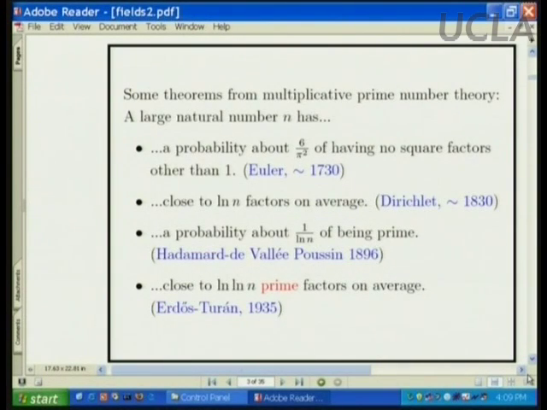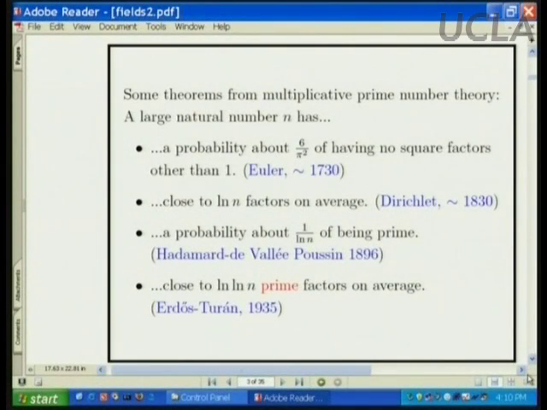So if you know that a number is of size 1 million, you know that it has roughly log 1 million, so 10 or 12 factors on the average. And there are very precise versions of that. If you take a large number, it's not very likely to be prime, but we know exactly how likely it is to be prime. A large number n, picked at random, will be prime about 1 over log n of the time.